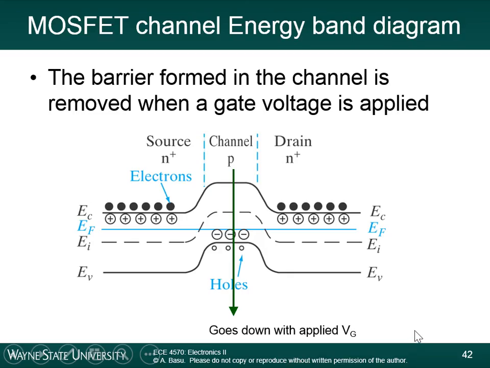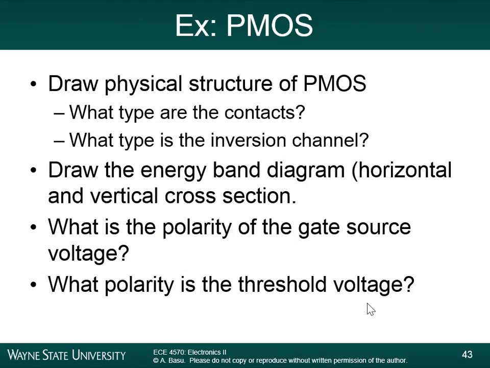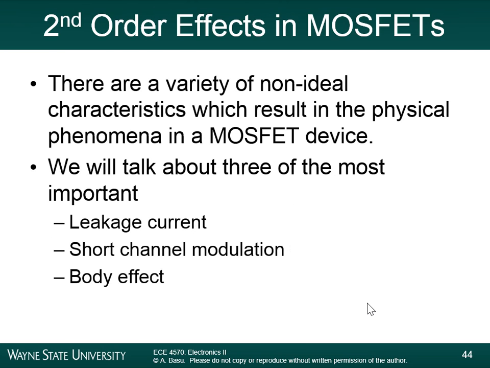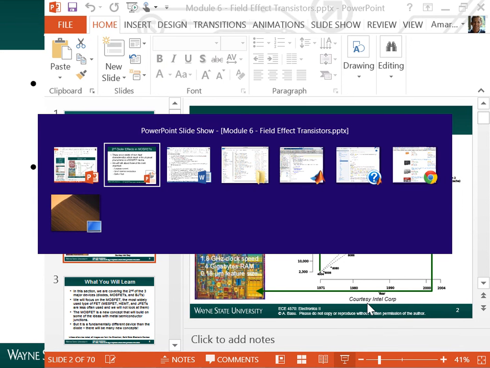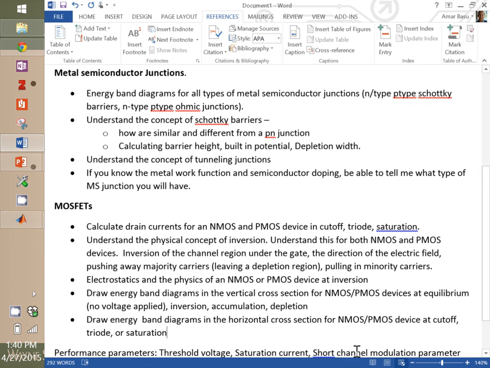When you apply a gate voltage, the P-type material in the middle becomes N-type. So this barrier moves down. And when that barrier moves down, electrons can flow from source to drain. We drew all these diagrams for an NMOS device, but I expect you to understand it for a PMOS device as well, which is why I think a great way to study is to draw these same diagrams for a PMOS device. It'll really force you to learn the concepts. So that's why I had this example here. So, energy band diagrams in the vertical and horizontal cross-section.